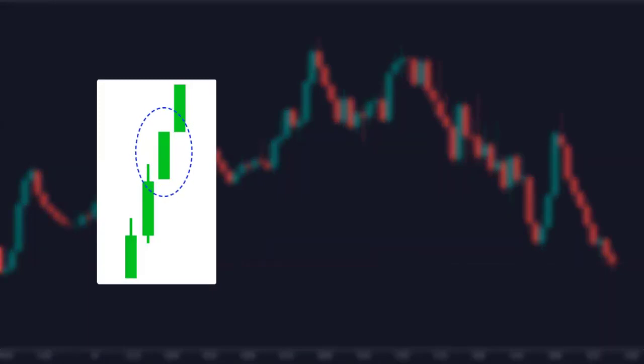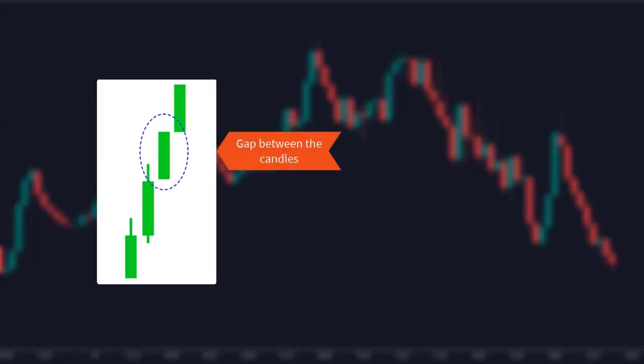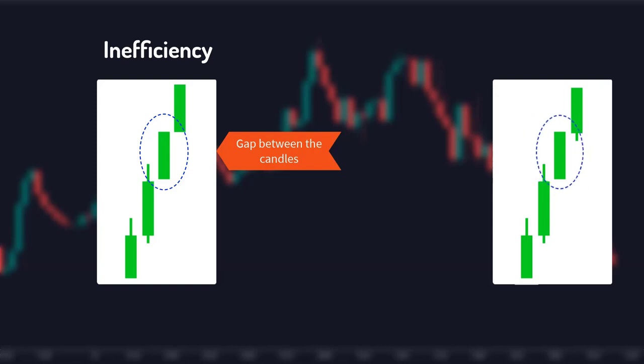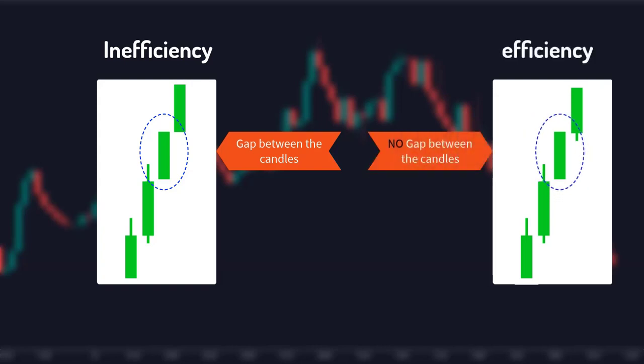As you can see from the left corner, there is a gap between the candles, and the price tends to come back, retest that area and fill the gap. We call this inefficiency. But at the right corner's candles, there is no gap between the candles, which is called efficiency. Let's take a look at the chart and see if we can spot the inefficiency and the efficiency in the market or not.